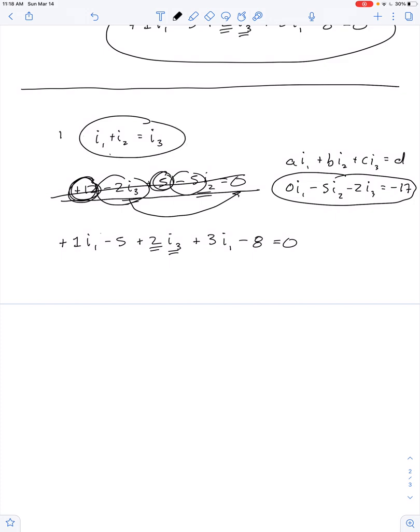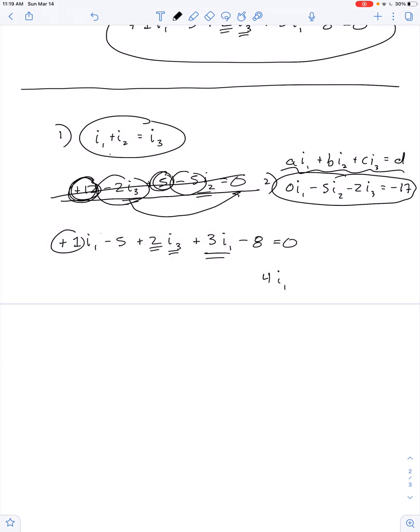So here's equation number 1. Here's equation number 2. And let's also get equation number 3 in this form. So let's see. Okay, I see an I1 here. So we've got a 3 I1. Oh, and there's also a 1 I1. So actually I'll combine like terms. Call that 4 I1.